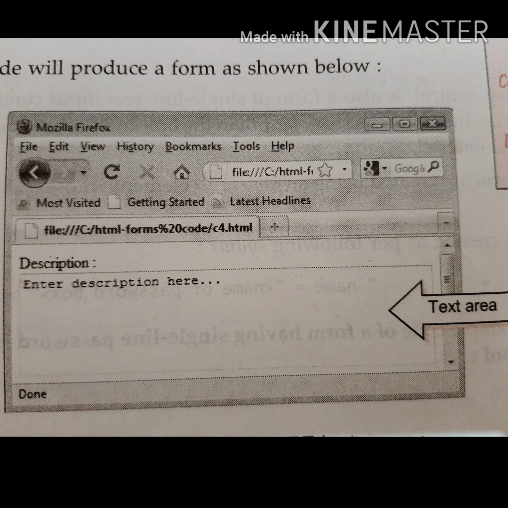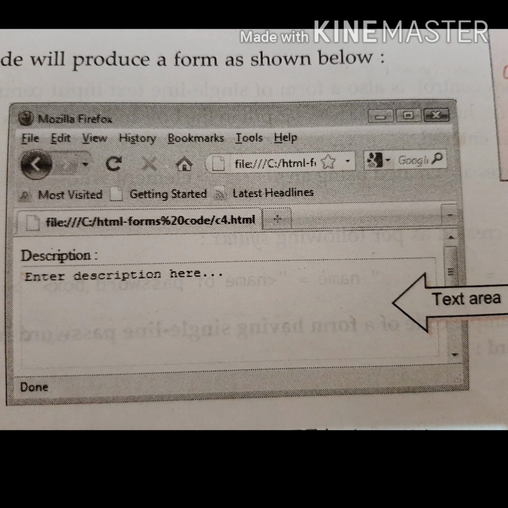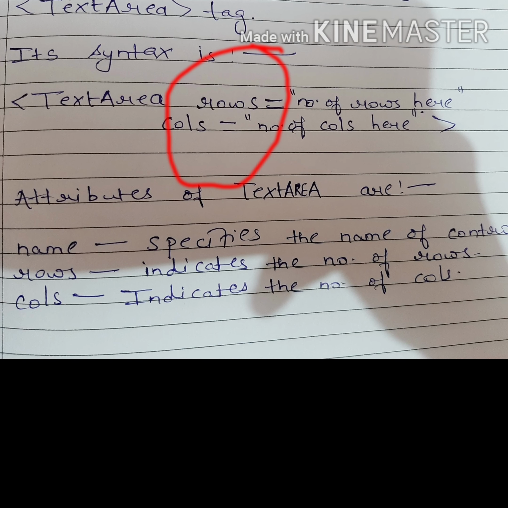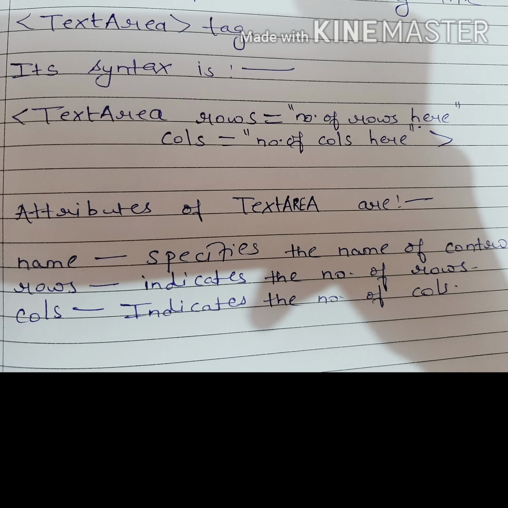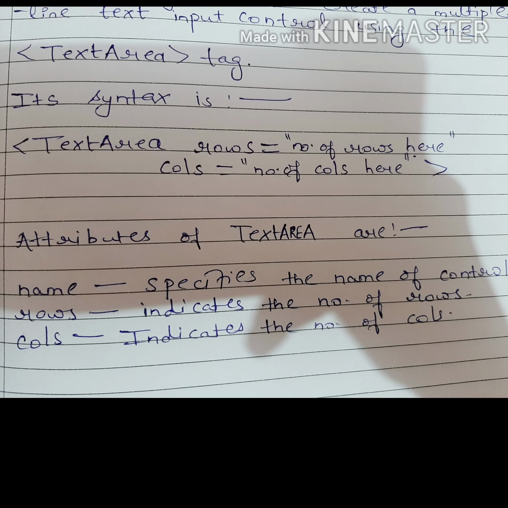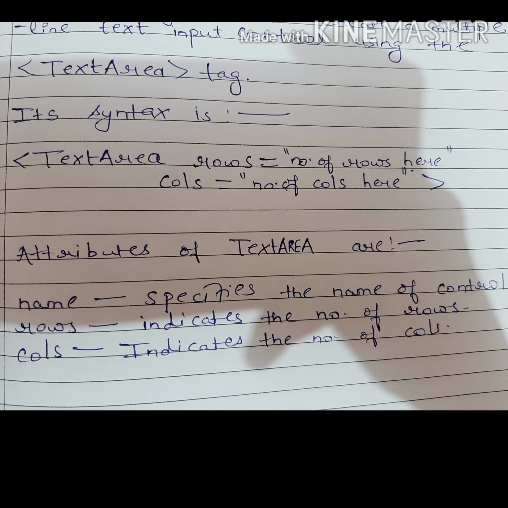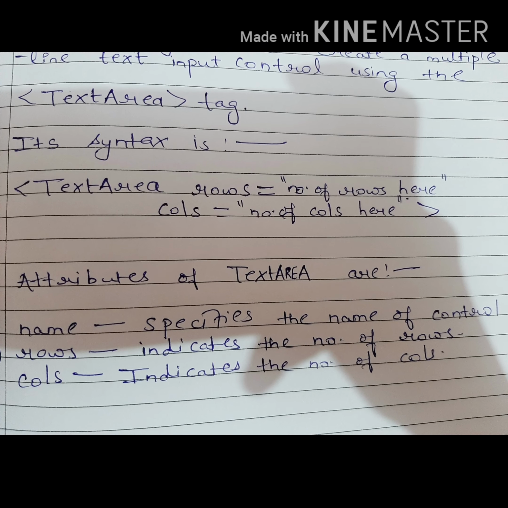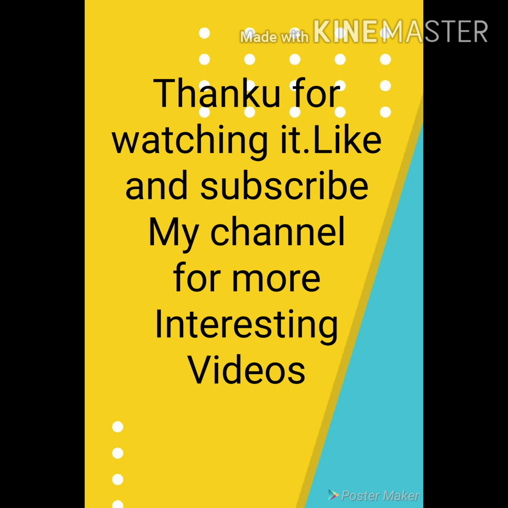Creating a text area. It is a multiple line text input control. If you want to allow a visitor to your site to enter more than one line of text, you should create a multiple line text input control using the textarea tag. Its syntax is shown in the figure. Rows attribute used with the textarea tag indicates the number of rows of the text area box. Cols indicates the number of columns of the text area box. Name attribute specifies the name of the control. This is used in the name value pair that is sent to the server. Explanation about buttons, radio buttons and checkboxes will be given in part 3 of this chapter's video.